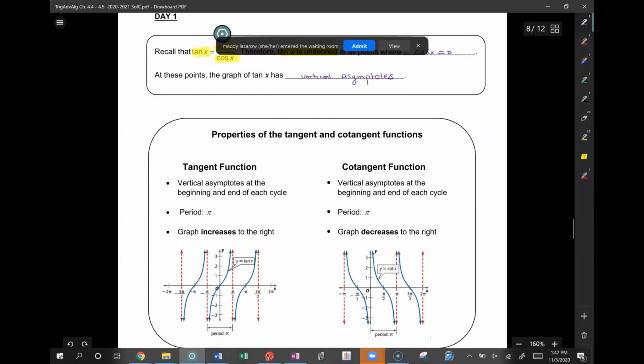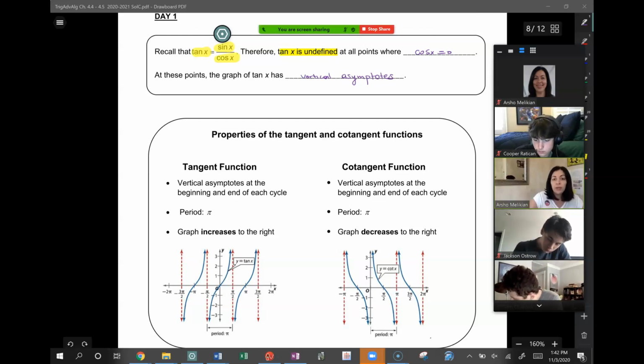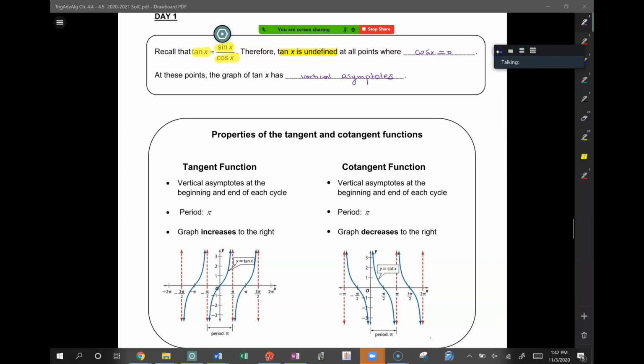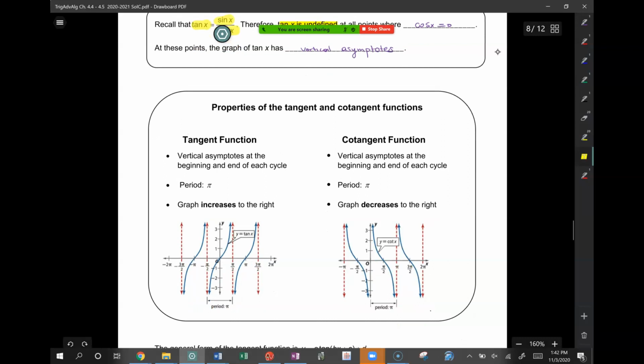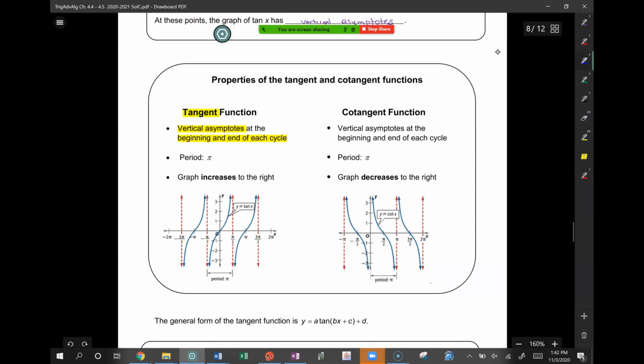All right. So here is how the tangent and the cotangent functions look. We're not going to worry too much about the cotangent function right now, but what we're going to worry about is the tangent function. The tangent function has vertical asymptotes at the beginning and end of each cycle. So take a look at how the tangent graph looks.